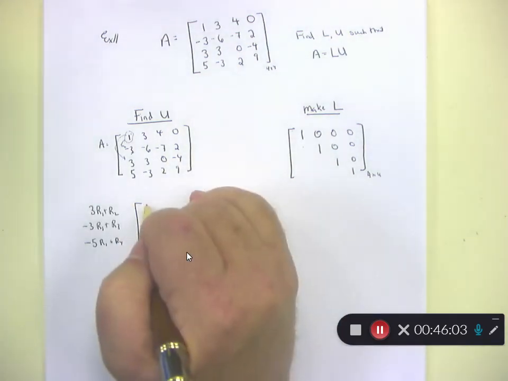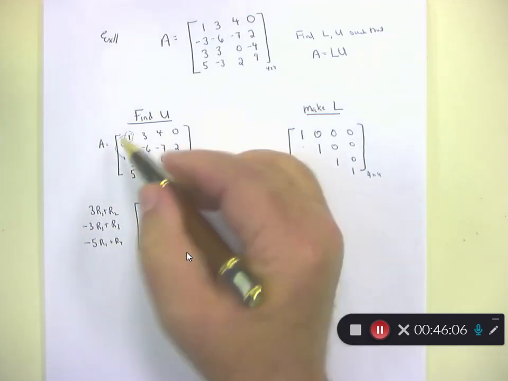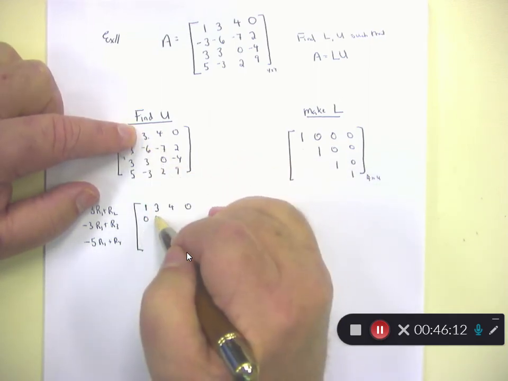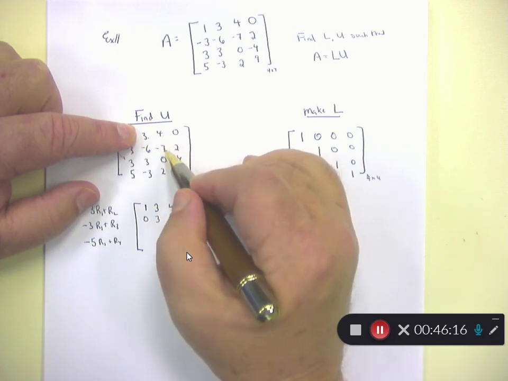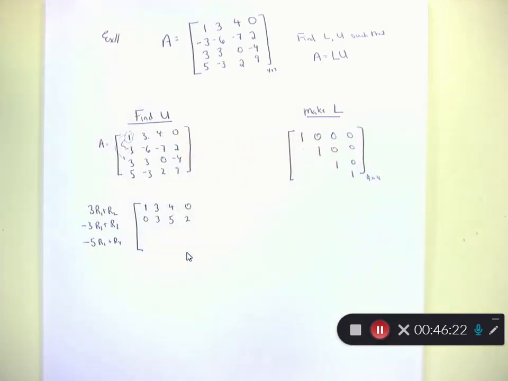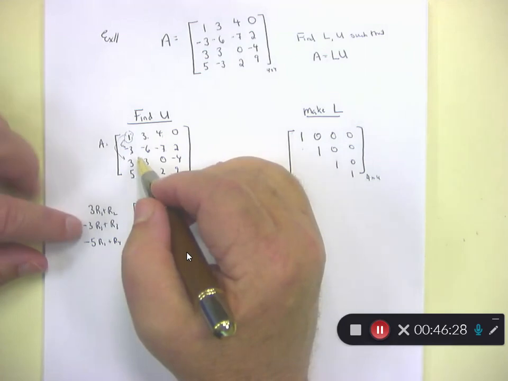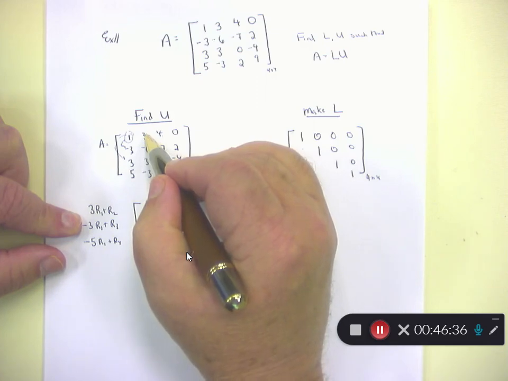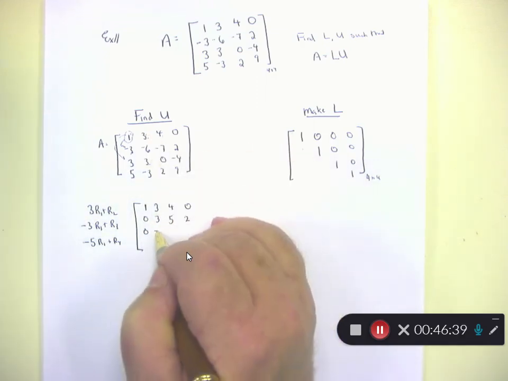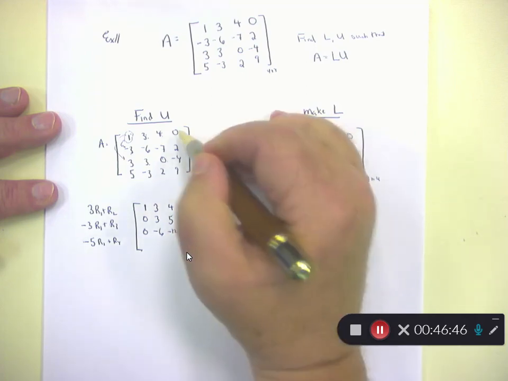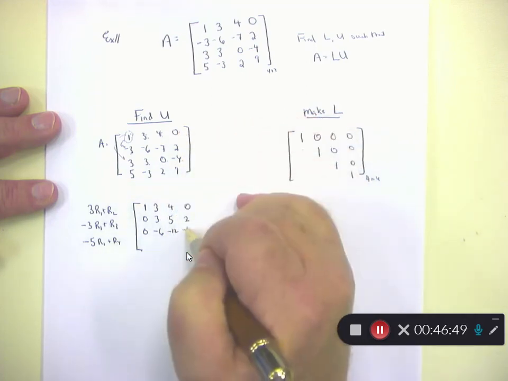So the top row stays the same. It's 1, 3, 4, 0. Now 3 times 1 is 3 plus -3 is 0. 3 times 3 is 9 plus -6 is 3. 3 times 4 is 12, 12 minus 7 is 5. 0 times 3 is 0 plus 2 is 2. So I got 0, 3, 5, 2. Let's keep going. Multiply by -3. -3 times 1 is -3 plus 3 is 0. 3 times -3 is -9 plus 3 is what? -6. -3 times 4 is -12 plus 0 is -12. -3 times 0 is 0 plus -4 is -4.